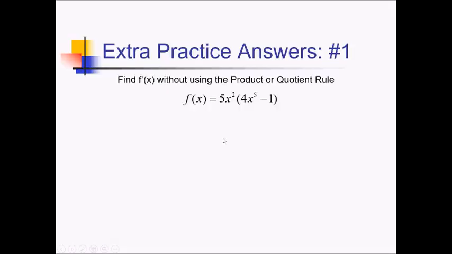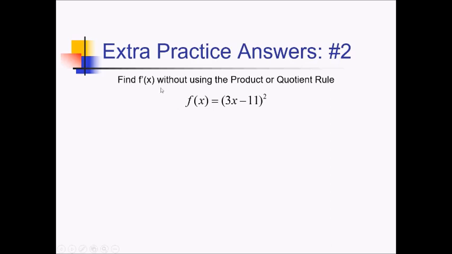For this problem, they want us to find f prime without using the product or quotient rule. So that means we should simplify this and use the power rule then. So distributing this, we have 20x to the 7th minus 5x squared. And then just using the power rule, this is going to be 140x to the 6th minus 10x.